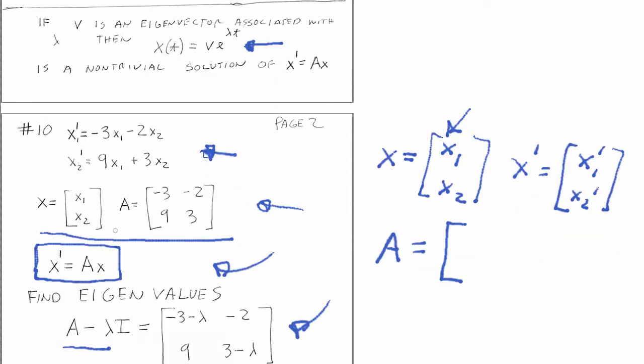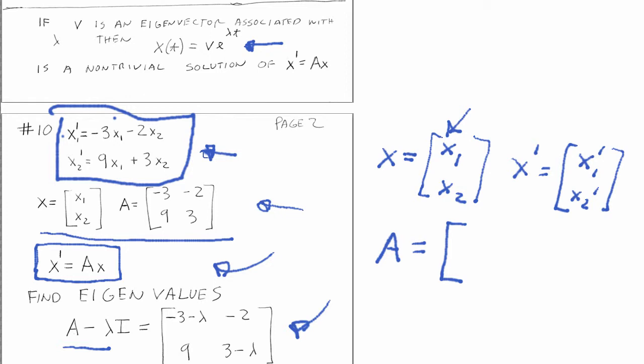Okay, here it is. So this is what we're looking at. There's our f, the thing you're looking at right here. That's the f, minus 3x1 minus 2x2.